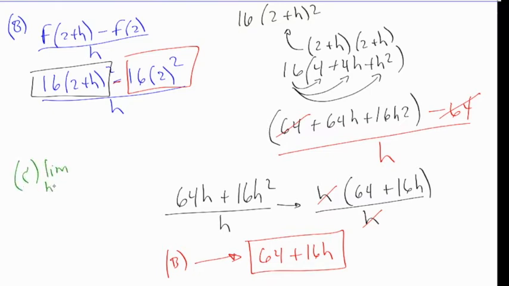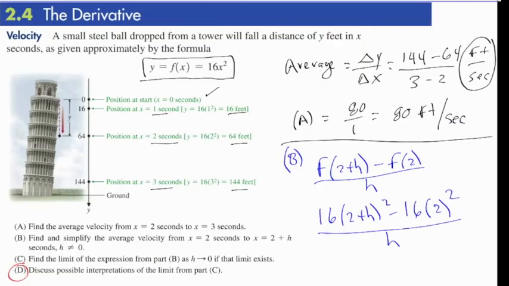The limit as h approaches 0 for 64 plus 16h. Well, this is a polynomial, so we can use direct substitution. Part C tells us that the limit is equal to 64. So now part D says discuss possible interpretations of the limit from part C.